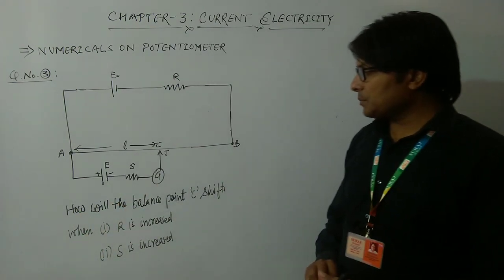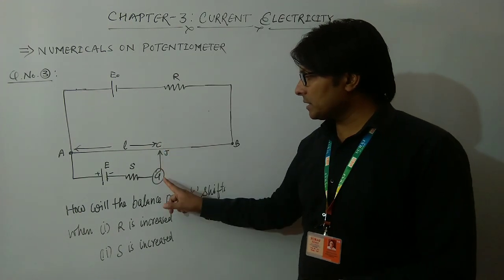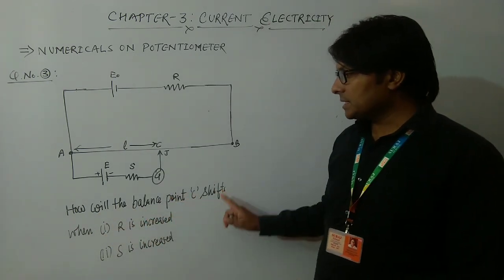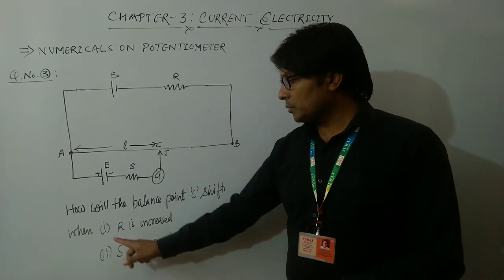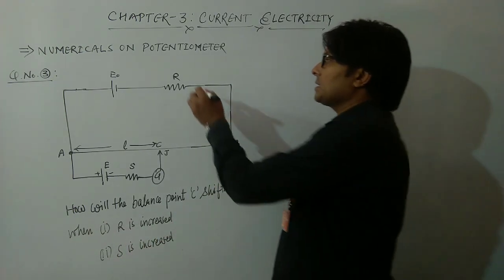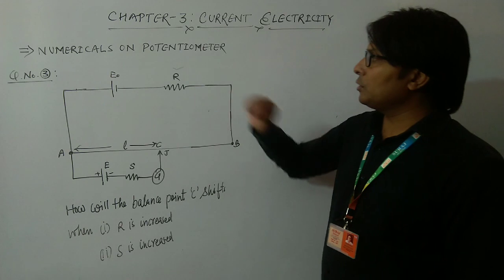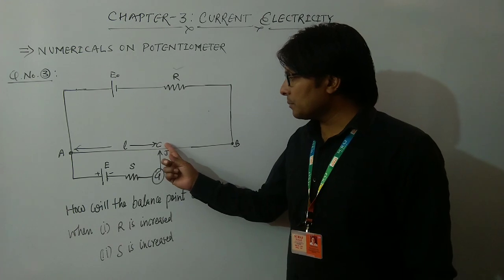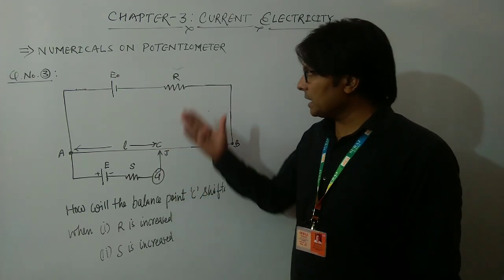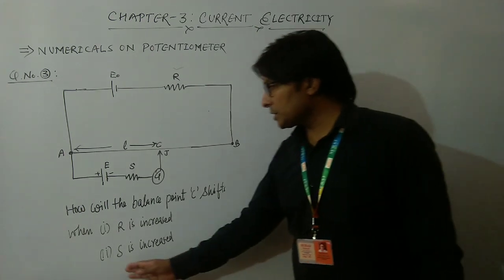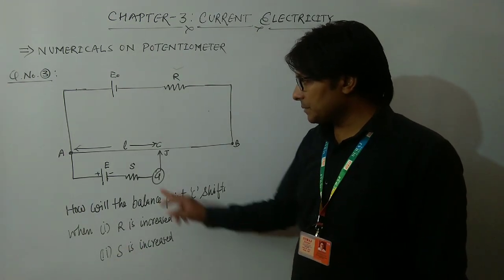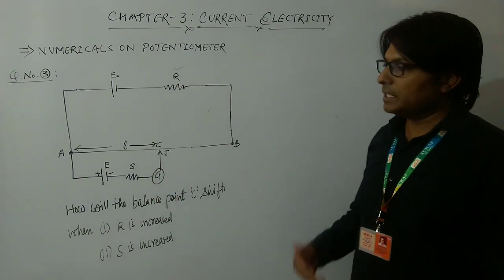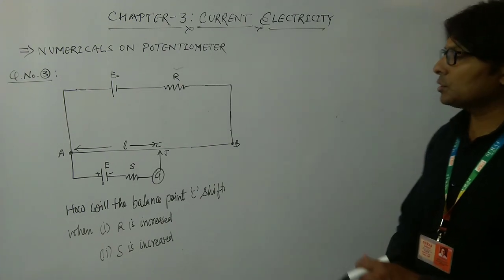How will the balance point C, where the deflection in the galvanometer becomes 0, shift when, first, R is increased? This is the resistance R. If we increase the value of this resistance, how does this balance length, or consequently the balance point C, shift? And the second question is, S is increased. If S is increased without changing the value of R, then will the balance length increase, decrease, or remain the same?